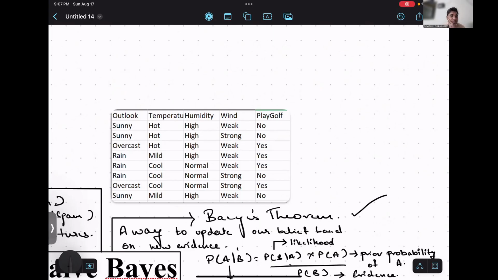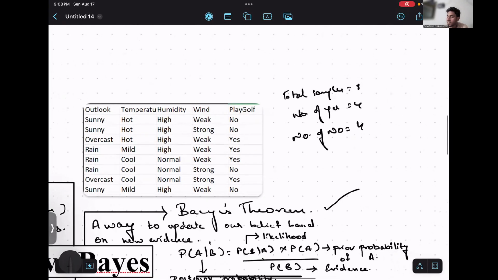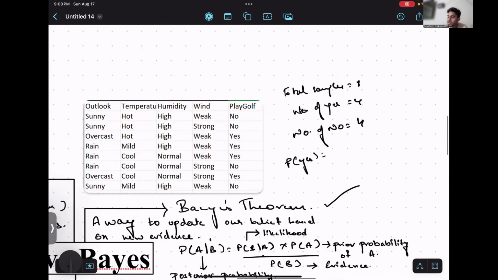And we have a set of 8 data points, so total samples is equal to 8. In the samples, the number of yes is equal to 4 and the number of no is equal to 4. So the probability of yes is equal to 0.5 and the probability of no is equal to 0.5. Now let's calculate the likelihoods, which is the probability of xi given y.